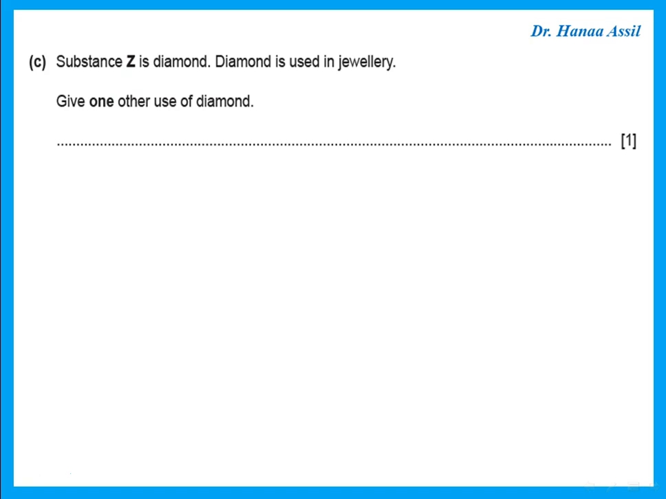Substance Z is diamond. Diamond is used in jewelry. So you should recognize that this is the structure of diamond. And if you were to ask me, describe the structure of diamond, do you know how to describe the structure of diamond? We should say giant three-dimensional tetrahedral structure in which each carbon atom is covalently bonded to 4 other carbon atoms. So that is if he says describe the structure.